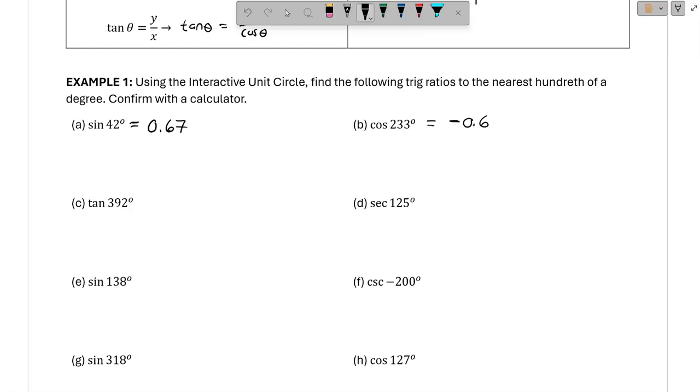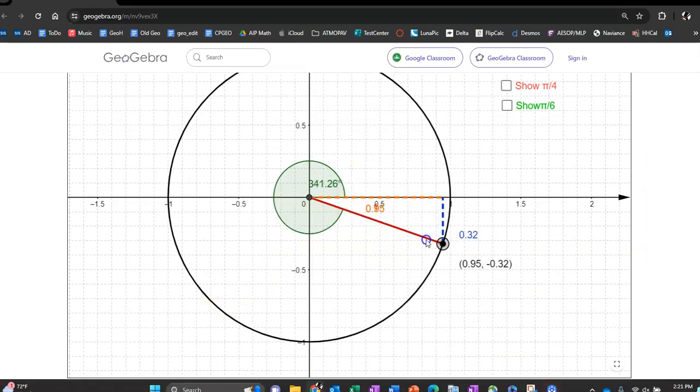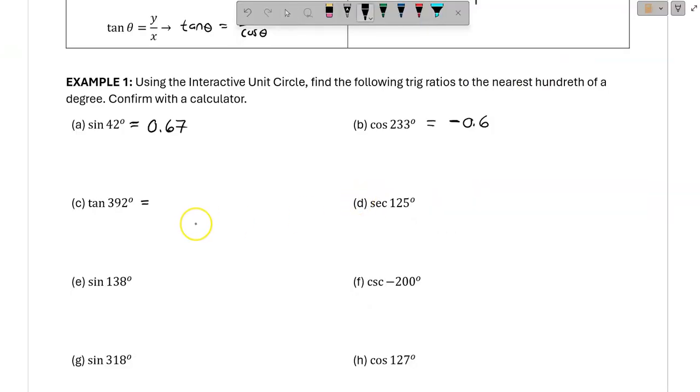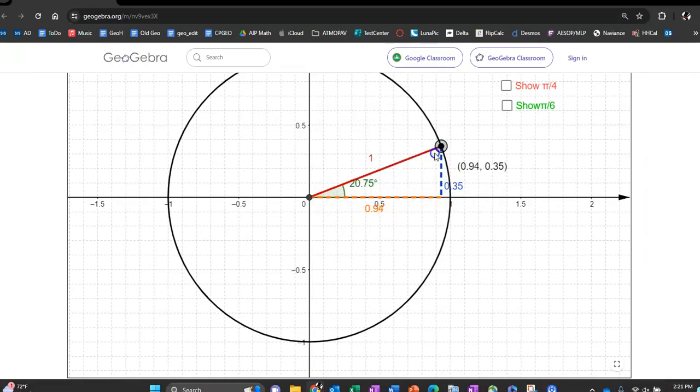Now, if we have tangent of 392, since this is above 360, we are going to rotate around, and when I get to 360, it resets to 0. The reason is that we look at its coterminal angle between 0 and 360 instead. So 392 is the exact same thing as tangent of 32 degrees, since 392 minus 360 is 32. So let's get a 32-degree angle on our unit circle. If I go to 32, that is going to be right about there. We'll leave it there.